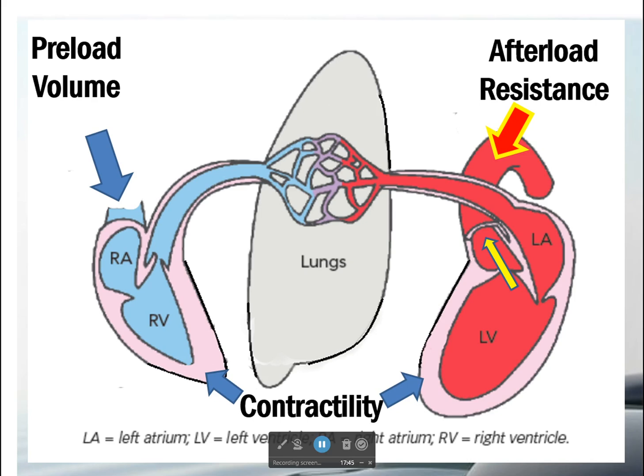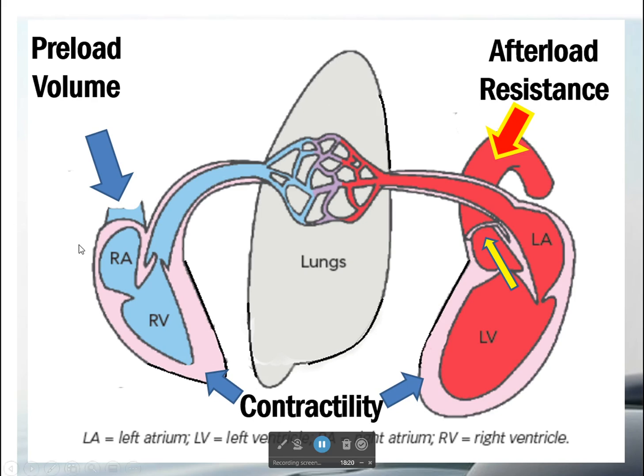Preload is the volume. Preload, volume. Make those two connections. Preload is the volume going into the heart before contraction. So this can be thought of as stroke volume. It can be thought of as the fluid in the atriums. It's basically the fluid state of the patient. Resistance or afterload is the resistance that the heart meets when it contracts.